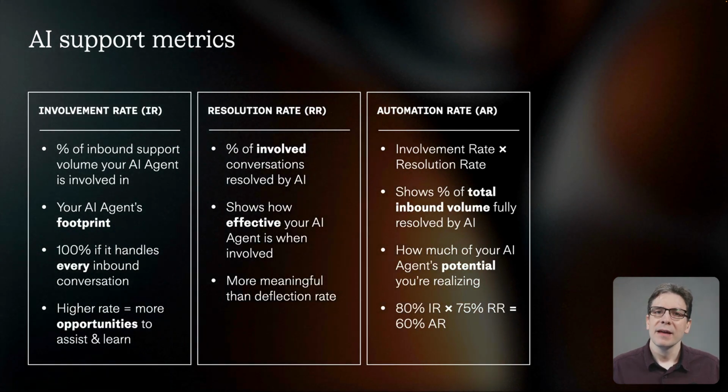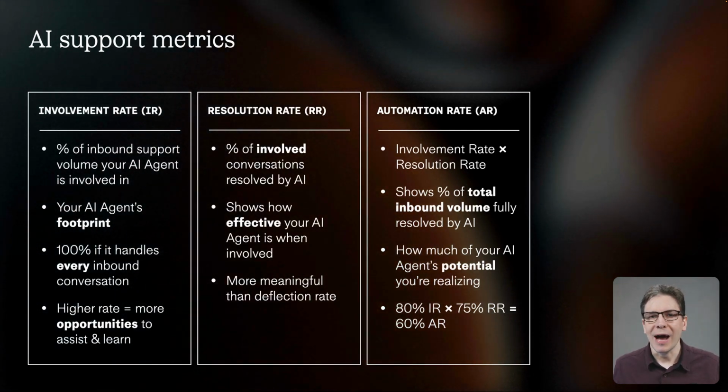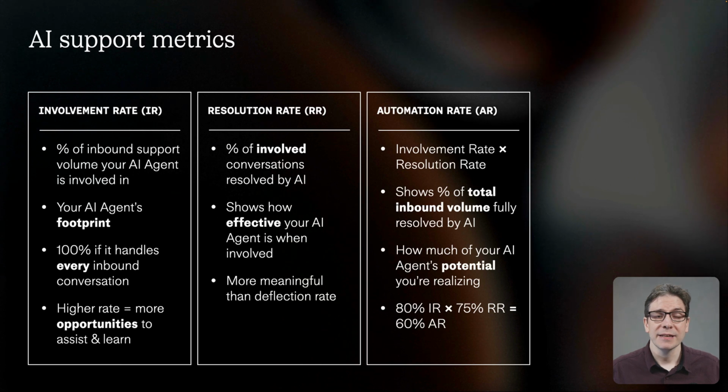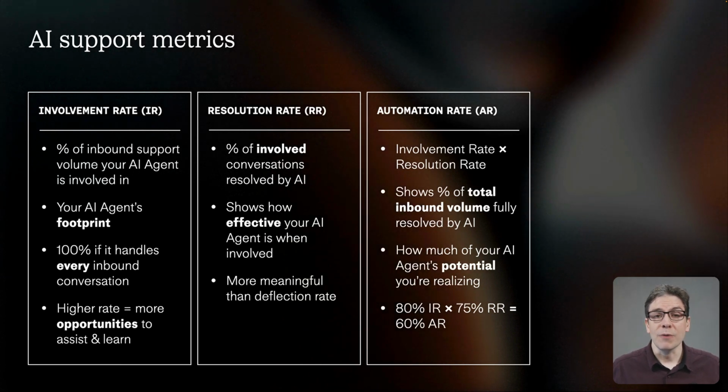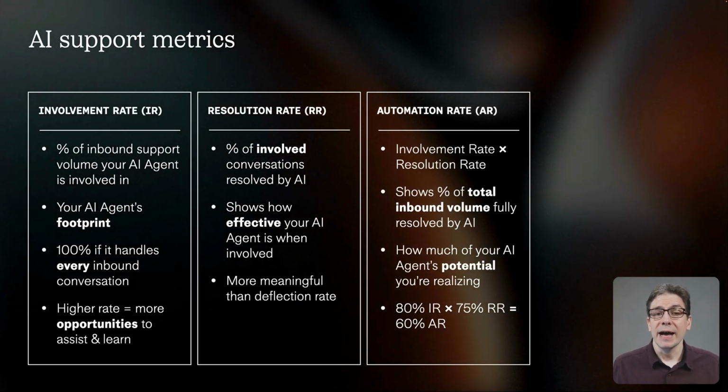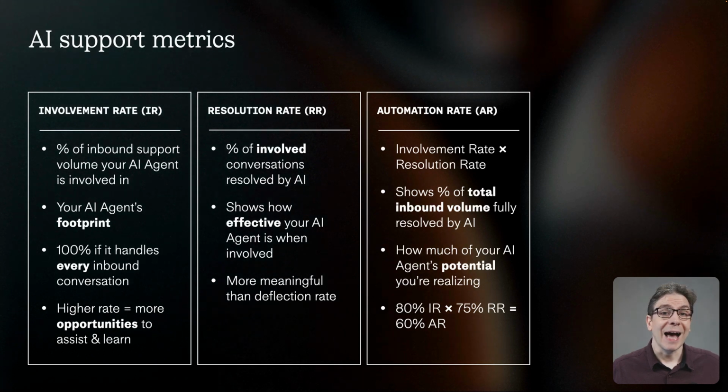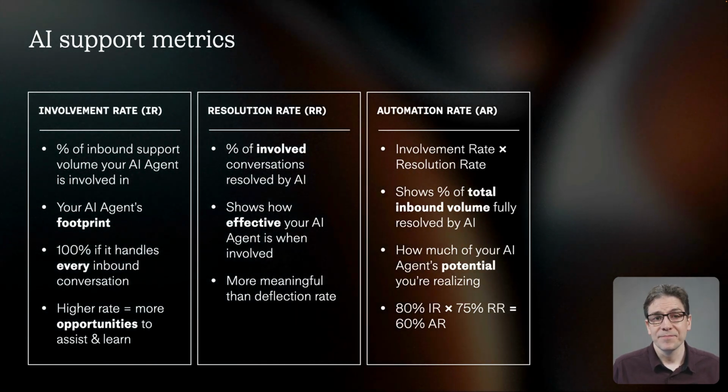In short, involvement rate shows you how often your AI agent steps in, resolution rate shows how effective it is when it does, and automation rate shows how much of your total volume is fully handled by AI.